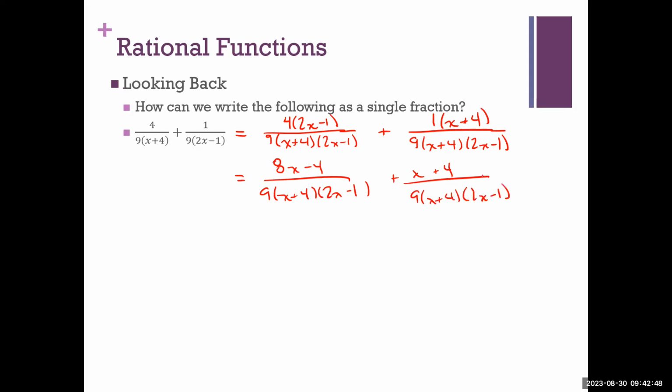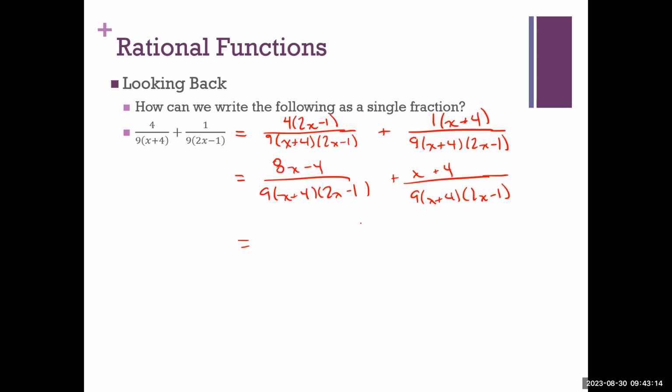Can I combine these now? How do they combine? First, we can simplify the denominator. I'm going to keep it factored, but yes, we absolutely could do that. 9x over the combination. How'd you get 9x? The new expression would be 8x minus 4 plus x plus 4.